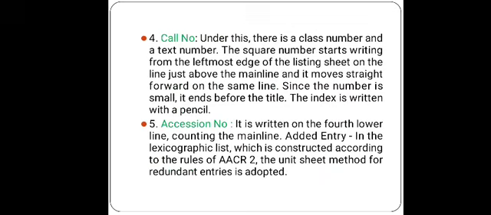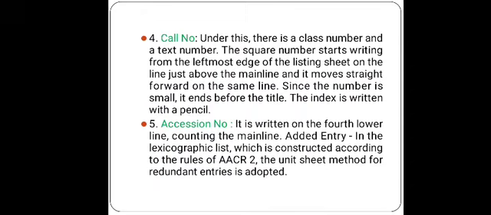Call number. Under this, there is a class number and a book number. The call number starts from the leftmost edge of the catalog card, on the line just above the main line, and moves straight forward on the same line. Since the number is small, it ends before the title. The index is written with a pencil. Accession number is written on the fourth lower line, counting the main line.